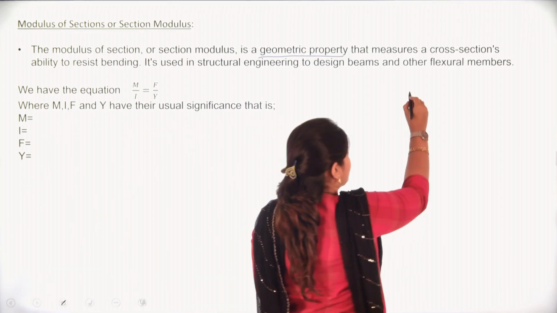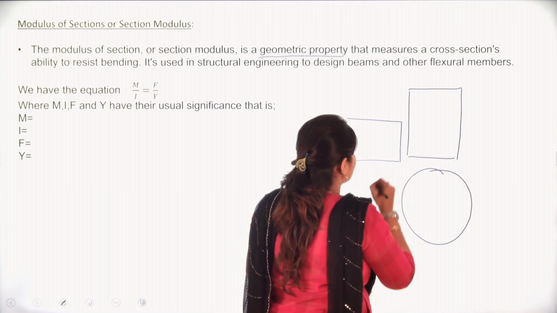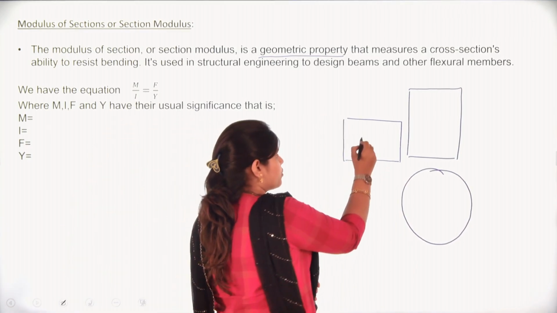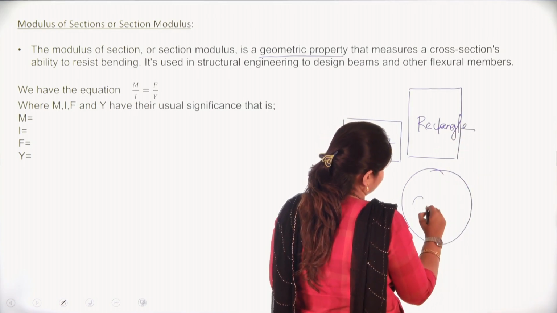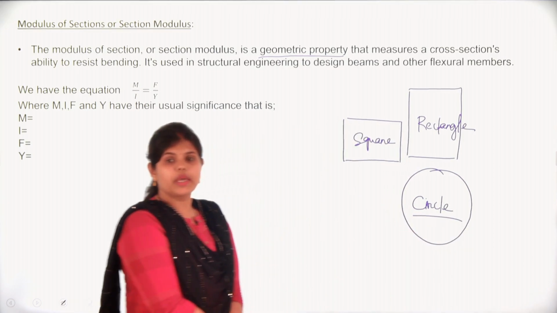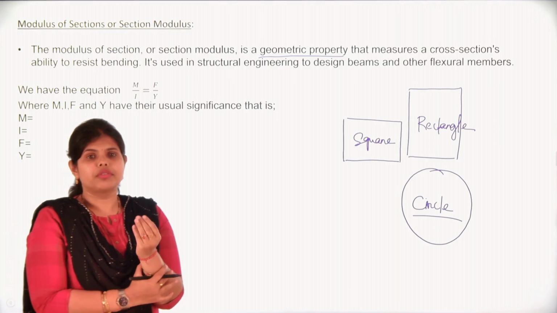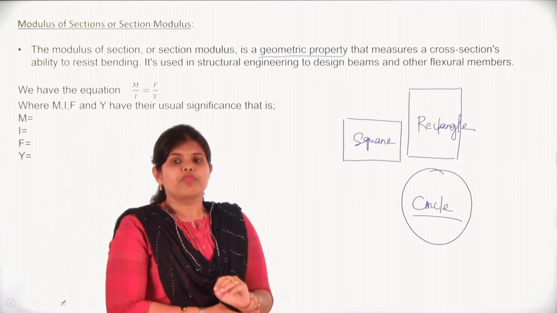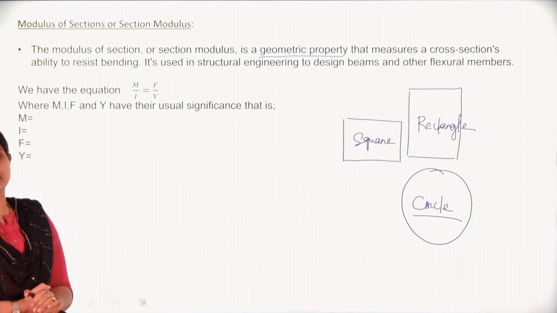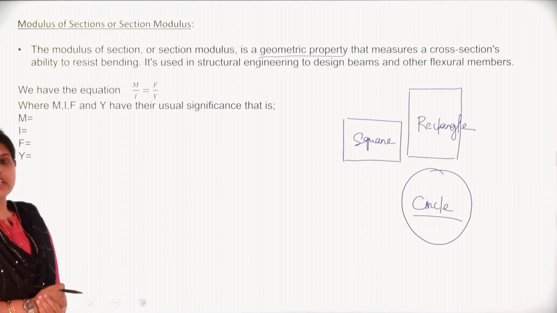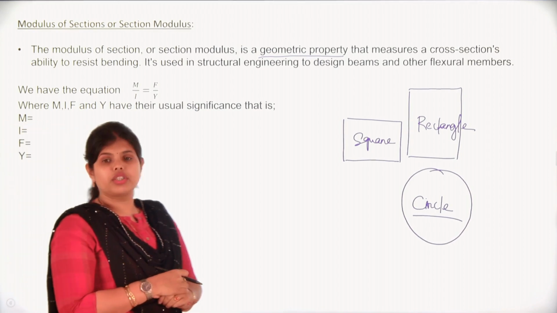We have different types of cross-sectional beams. A beam can be square, circular, or rectangular. We can take any kind of beam. So the modulus of section is a geometric property that measures the cross-section's ability to resist bending. It is nothing but the calculation of the ability to resist bending. It is used in structural engineering design of beams and other flexural members.